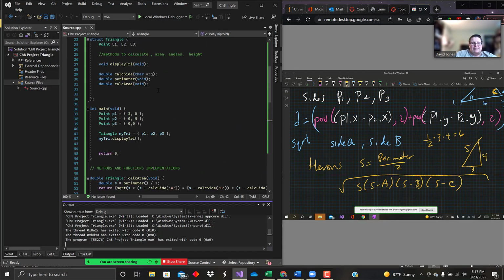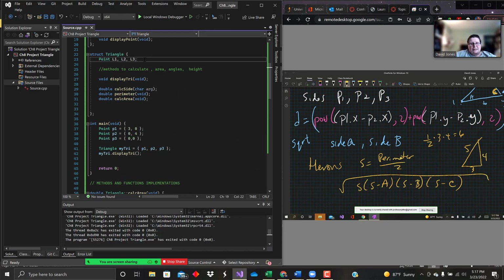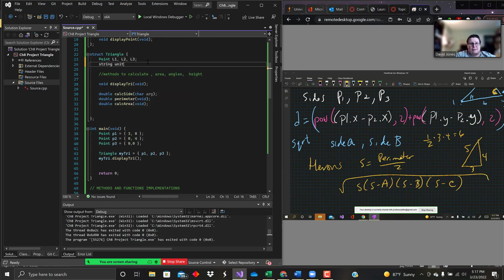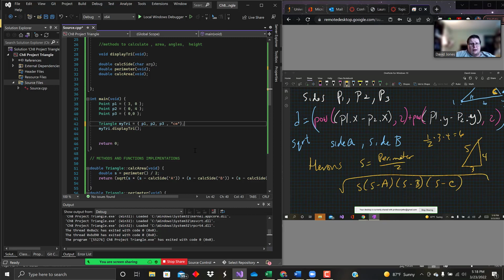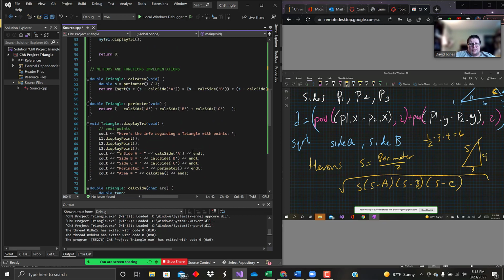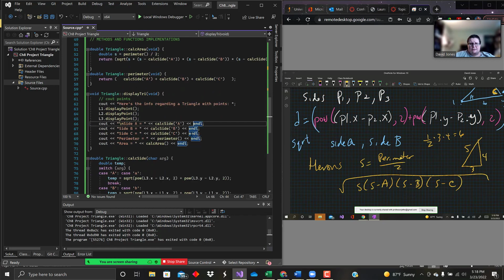Now I'm seeing something that I'm missing here. I think I'm missing units. I think I want my triangle to have units. I really do. So let's add a string. We'll call it units. And let's just, in here, I will add in, what do we want to go, centimeters? We'll go with centimeters. And I want to add that to my cout. So I will calc side here and then put a space and then units. And I'll make that my ending for all of those.